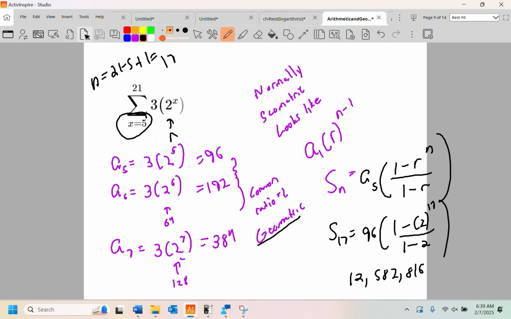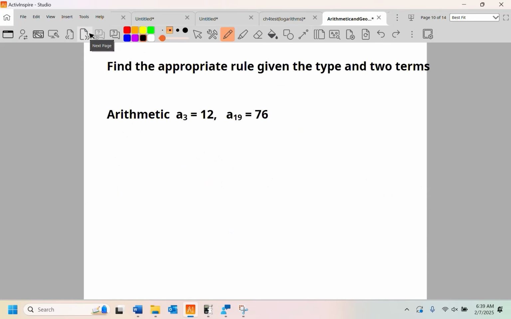All right. 5 slides to go. Find the appropriate rule given the type and 2 terms. This one is arithmetic. So, if you don't know, and I want to point this out, remember these things look like mx plus b? Or we might have something like 6n plus 3. This is slope, and it's also your difference, right?